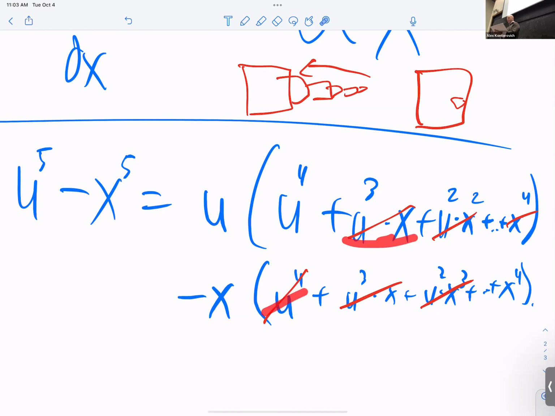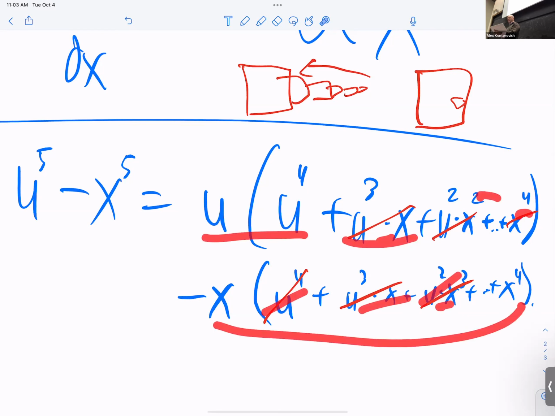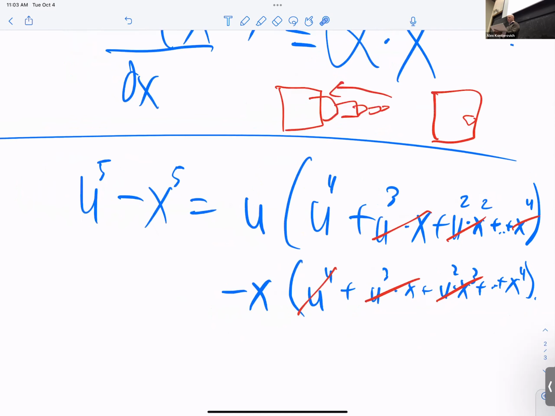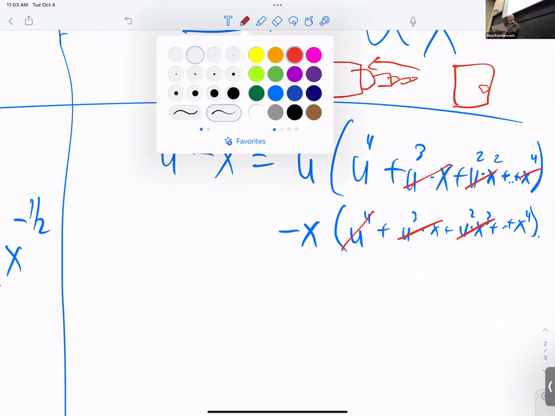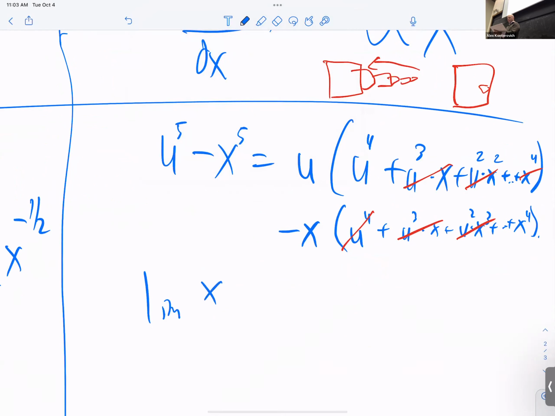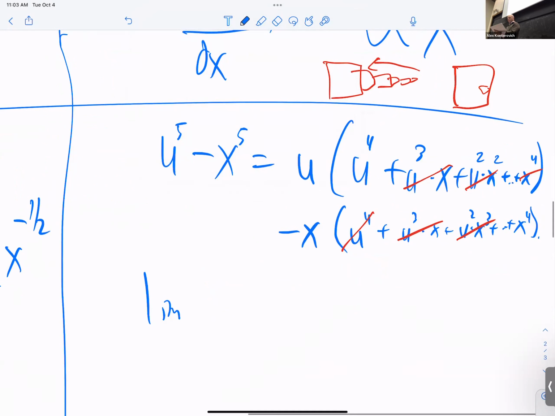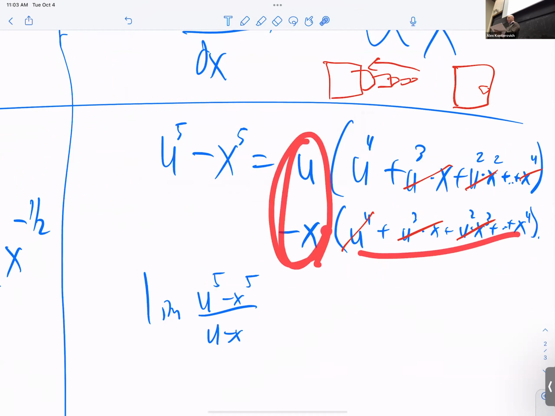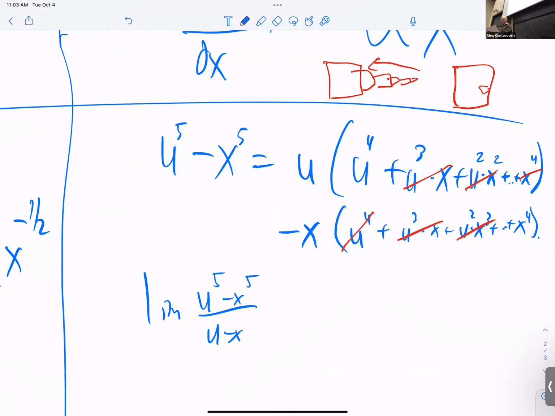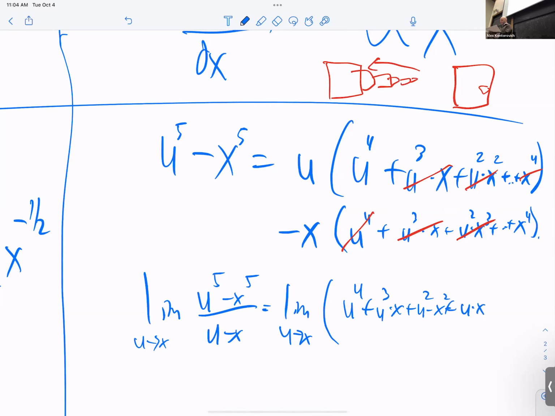When you have something that's added and subtracted, the same amount is subtracted, all that's left is the first term and the last term. Okay, so that's a general identity. And what this general identity means is if I take the limit of u to the 5 minus x to the 5 divided by u minus x, this whole thing is getting multiplied by u minus x. So if I take that quotient and take the limit as u goes to x, it is the limit as u goes to x of u to the 4th plus u cubed times x plus u squared times x squared plus u times x cubed plus x to the 4th. That's the whole expression.